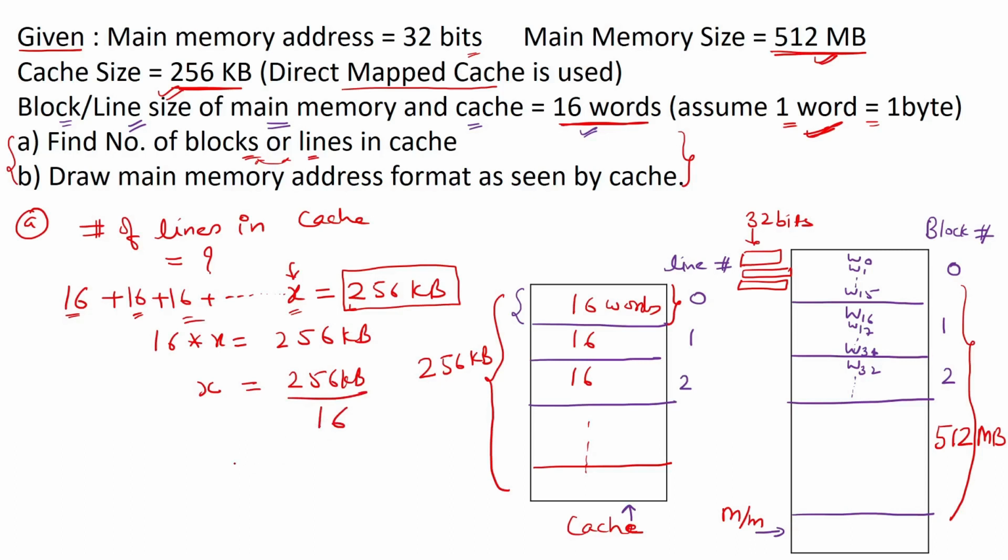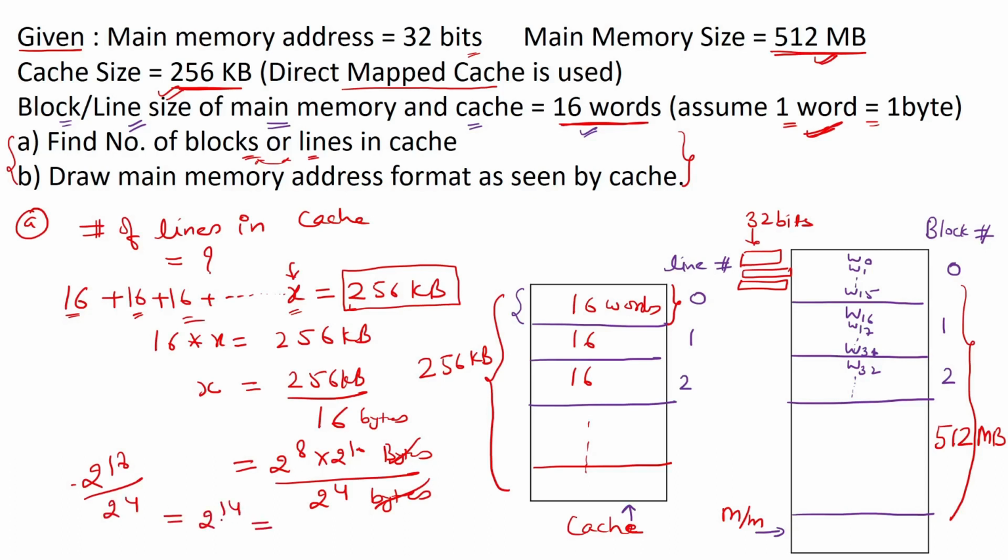If you solve this, 256 KB is 2 to the power 8 times 2 to the power 10 bytes, which is 2 to the power 18 bytes, and 16 bytes can be written as 2 to the power 4 bytes. The bytes cancel out, and 2 to the power 18 divided by 2 to the power 4 is 2 to the power 14. 2 to the power 14 is 16384, so these many lines will be in your cache. Your last line will be 16383, because lines start from 0.